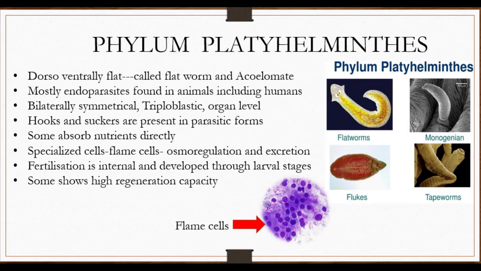So I have given some examples of the phylum Platyhelminthes: the flatworms, monogenean, flukes, tapeworms, and below you can see the flame cells. What are the flame cells? They are the specialized cells which help in the osmoregulatory and excretory function.